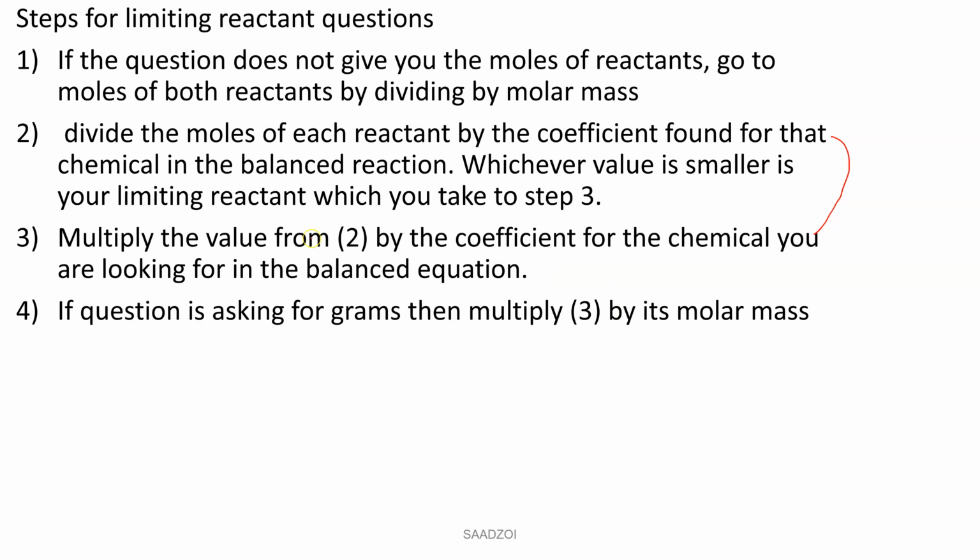So here's an equation. It's already balanced for you. You have 28 grams of nitrogen reacts with 12 grams of hydrogen. The way you can tell this is a limiting reactant question is because you have masses for both reactants.